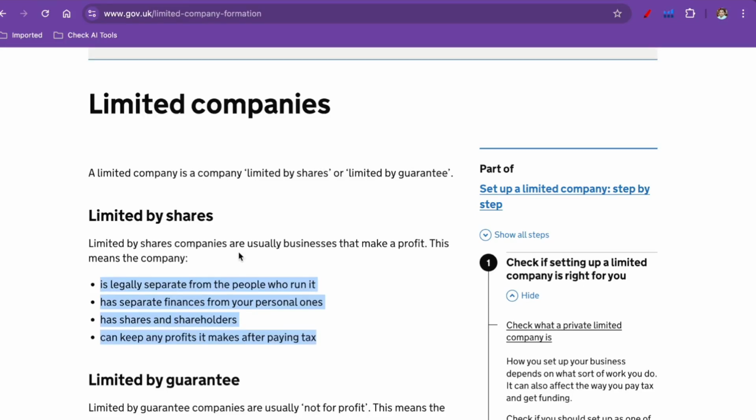If you're looking to scale your business, hire people down the line as well, and you want your suppliers to take you seriously, limited companies are a better option.